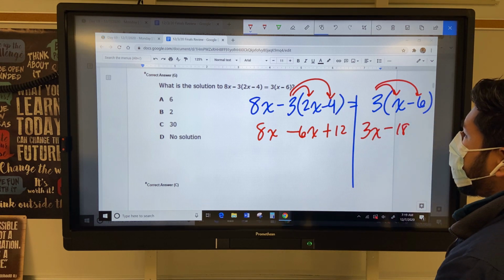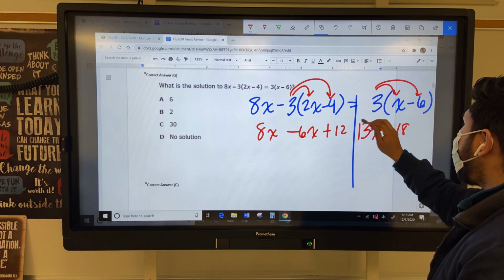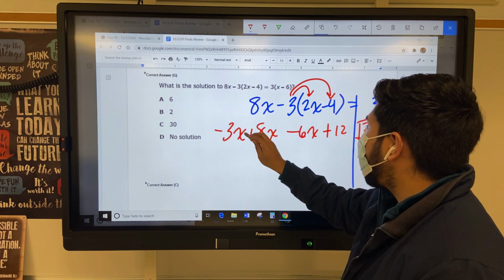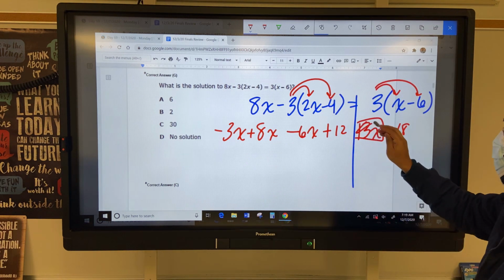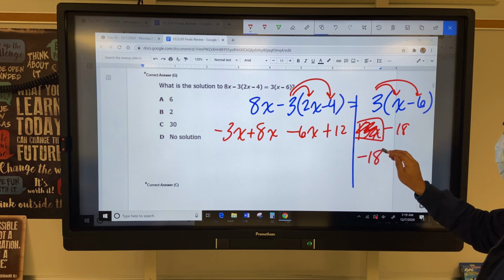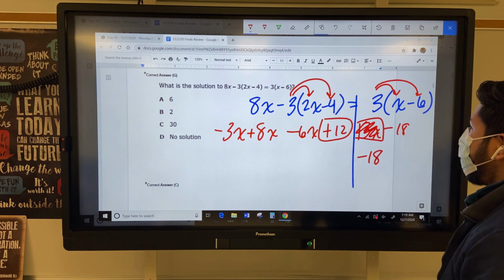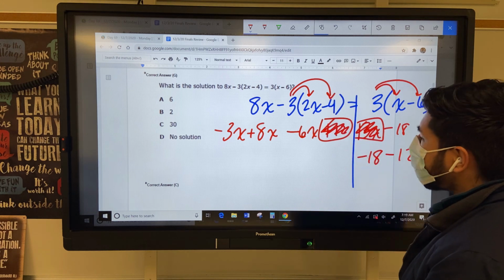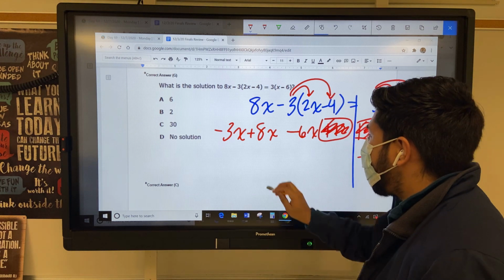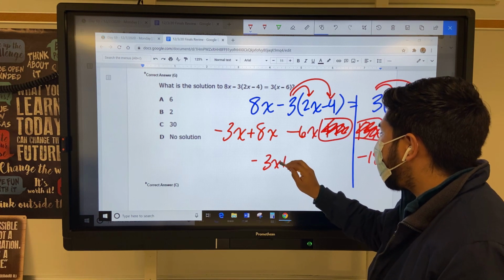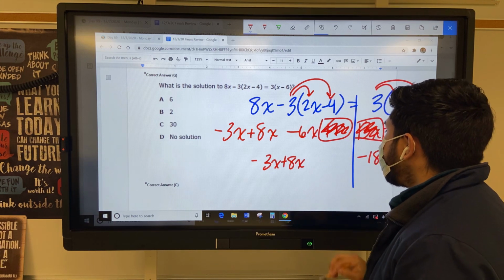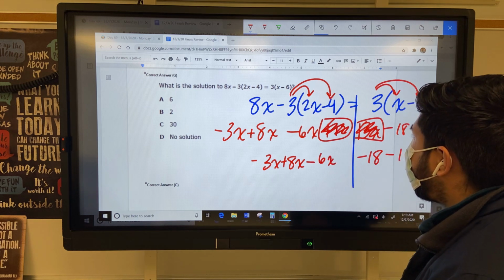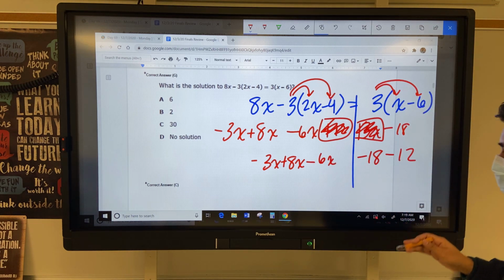And now we start moving stuff around. 3x comes over here, so that's negative 3x plus 8x since it's positive. Bring down this negative 18. Moving that 12 turns into a negative 12. And then we start reading: negative 3x plus 8x minus 6x. And we read.